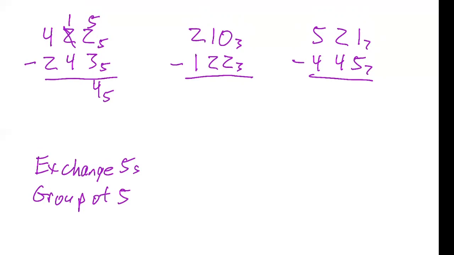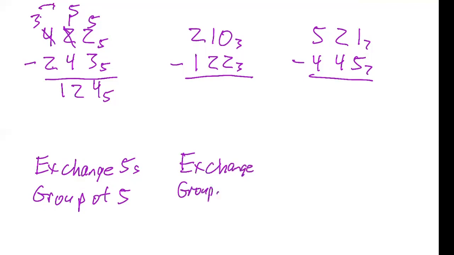Can't subtract 4 from 1. So I'm going to exchange from the 5 squared. But when I exchange it, it goes over as a group of 5. 5 plus 1 is 6. Subtract 4 is 2. And 3 subtract 2 is 1. So notice I'm really changing the language from borrow to exchange. So now in the second one, I'm going to exchange a group of 3 because it's base 3.